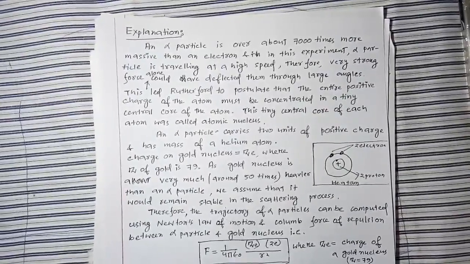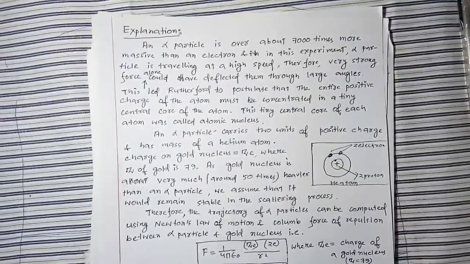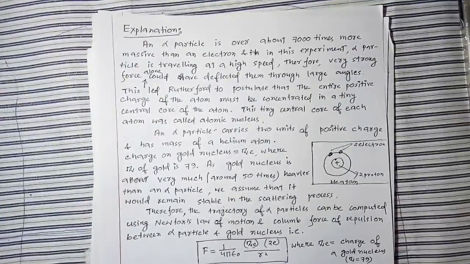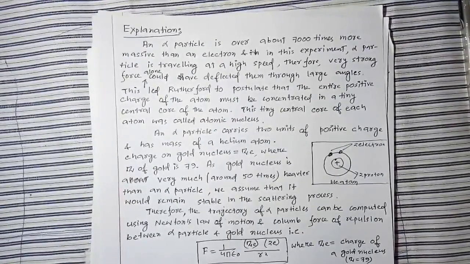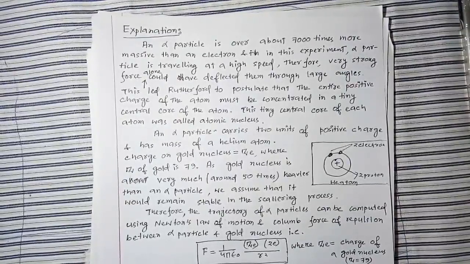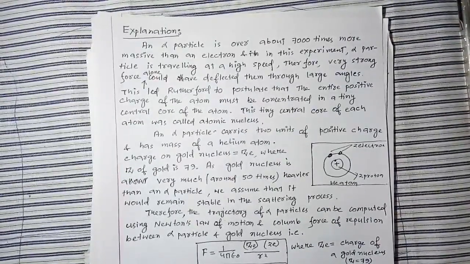The third thing is that 1 in around 10 to the power 7 alpha particles are reversing back in the same direction. What does it mean? That the positive charge that we have inside the gold atom will have to be concentrated in a very tiny space. Is it clear?